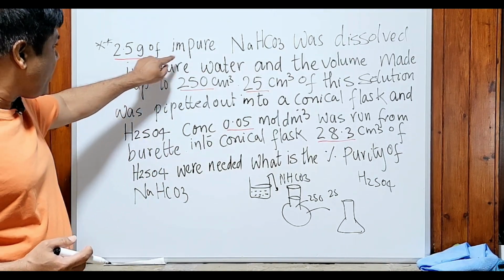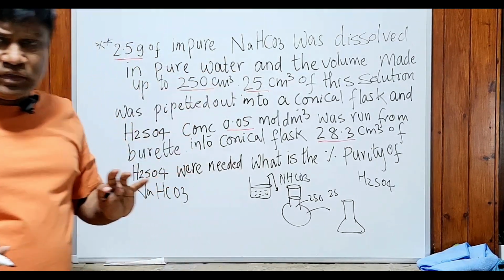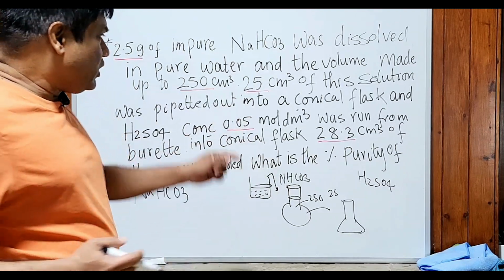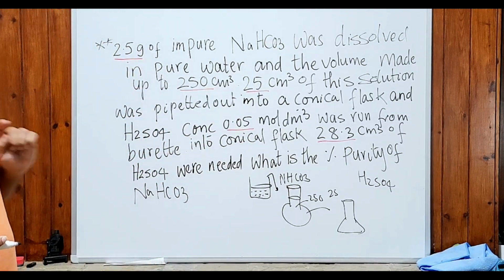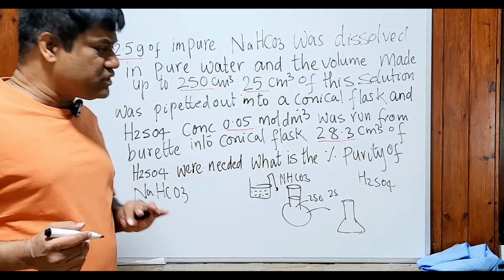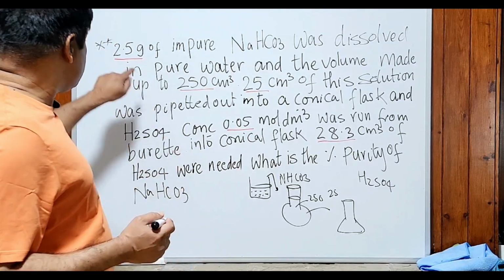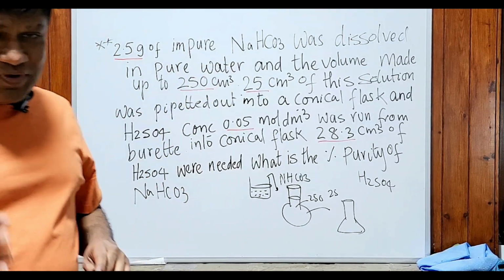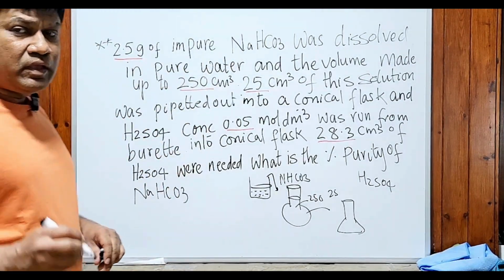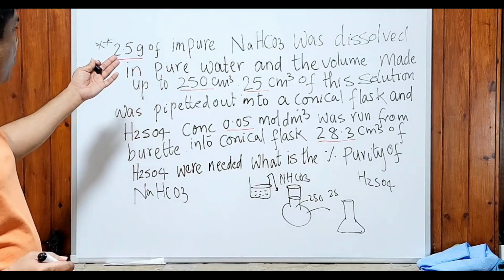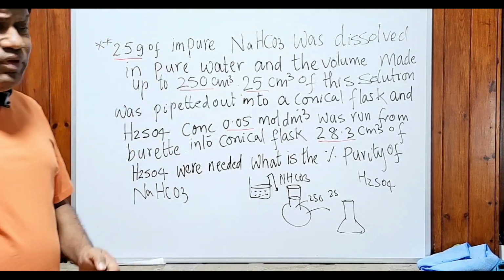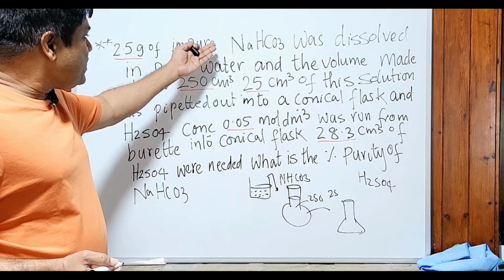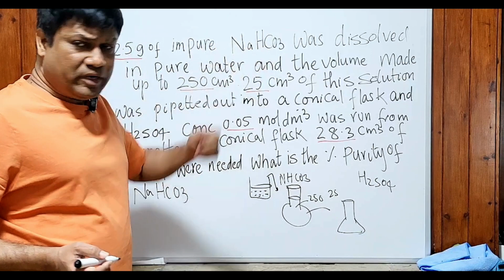That's the 2.5 gram of impure sodium hydrogen carbonate. We know that sodium hydrogen carbonate is not pure in terms of this question. My question is, can we use 2.5 gram of impure sodium hydrogen carbonate to work out its mole? Anyone, guys? No, we can't use 2.5 gram to work out its mole. We know that this is impure. I don't know how much impurity is there with sodium hydrogen carbonate.